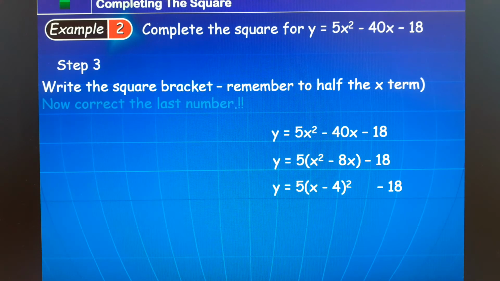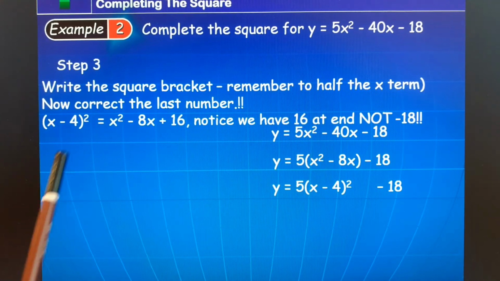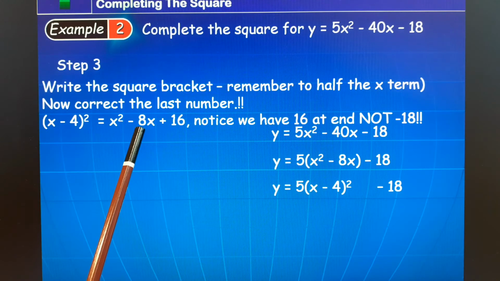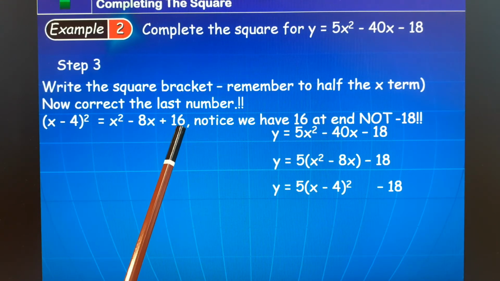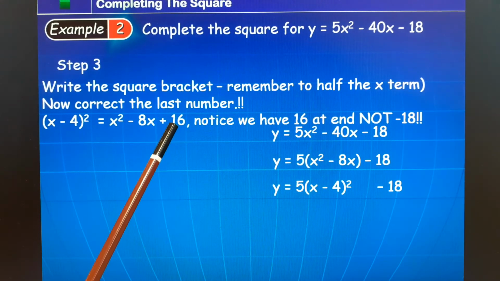So we're now ready to do the correction of the last number. This is where you've got to be a little bit more careful. Okay, so let's think what this bracket here is when you square it. x minus 4 squared is x squared minus 8x, but we have a plus 16 that's been created within this square bracket. But remember, we have a 5 outside it. So when we're working out what the correction number is, you work out what the last term squared is, because that's the extra number. And remember, even if it's a negative inside the bracket, that squared gives you a positive, so it's always a positive.